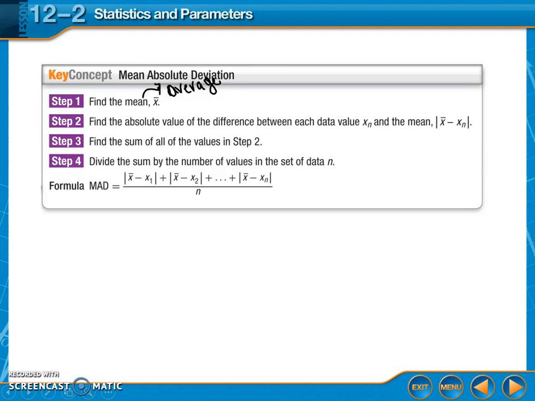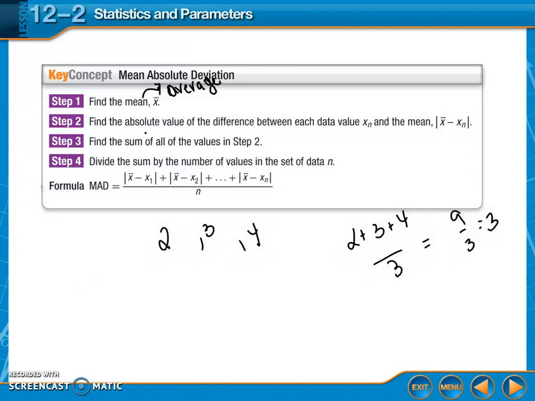Second step is find the absolute value of the difference between each data value and the mean. Let's say I have a list of 2, 3, 4. I average these up, so I'm going to do 2 plus 3 plus 4 over, and I have 3 numbers, so I divide by 3. So this is going to be 9 over 3, which is 3. So 3 is my average.